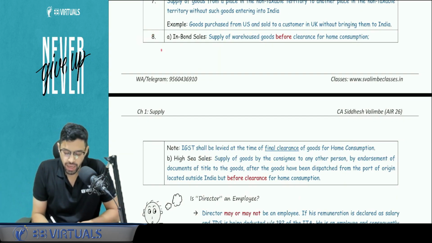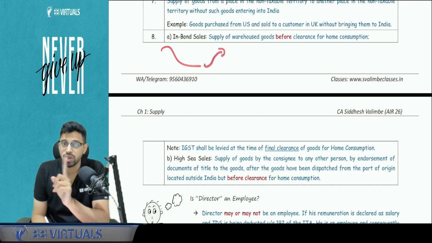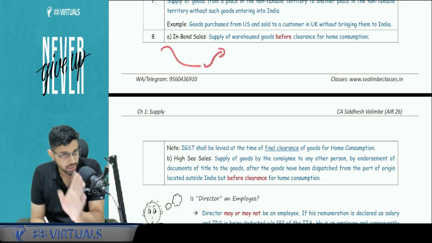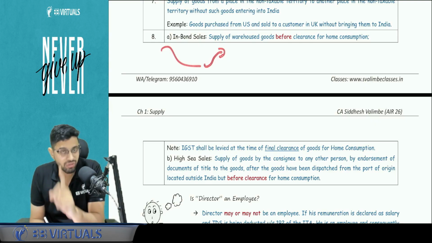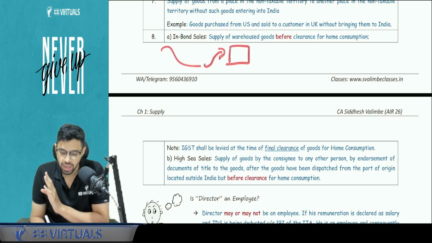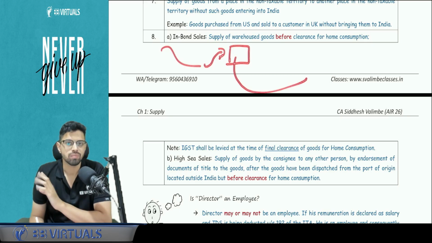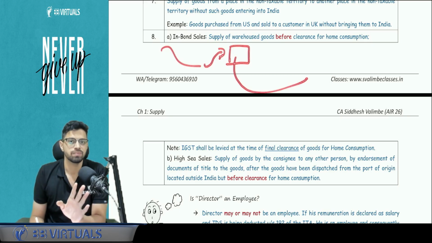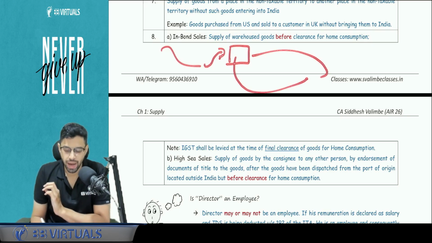Inbound sales. I imported goods. The goods are in my warehouse. Technically, I have not cleared the goods yet. The goods are not yet cleared. Into-bond bill of entry has been filed, ex-bond bill of entry has not been filed. So goods are lying in the warehouse. Meanwhile, I sold the goods to Mr. X. This sale is outside the scope of GST. Clear?